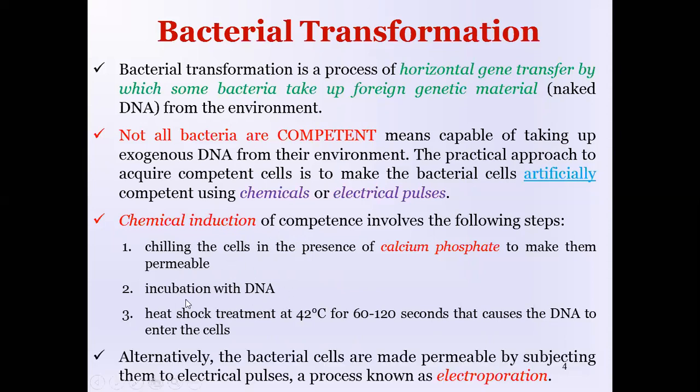So अगर इस method को हमने use नहीं करना, we can use another method. The bacterial cells are made permeable by subjecting them to electrical pulse, a process known as electroporation. So हम इसको electroporation के through भी use करेंगे. इस केस में हम कैल्शियम फॉस्फेट या केमिकल्स यूज नहीं करेंगे. इस केस में electroporation के थ्रू हम बैक्टीरियल डीएनए को ट्रांसफॉर्म करेंगे.